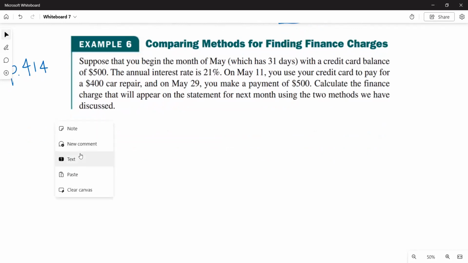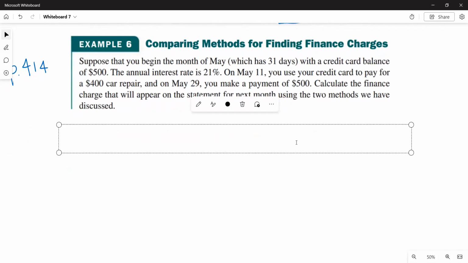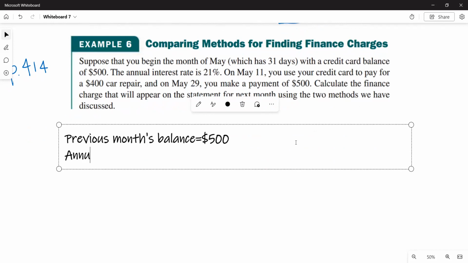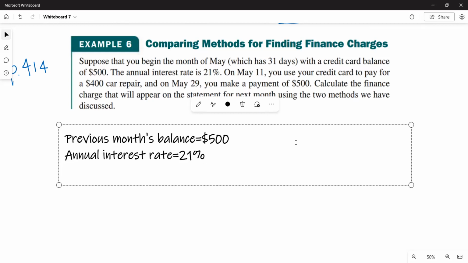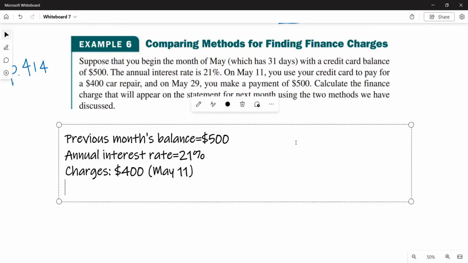Okay, so let's summarize what we have. The previous month's balance was $500. The annual interest rate is 21%. The charges, there was a $400 charge. And there was a payment on May 29. And there were no returns.